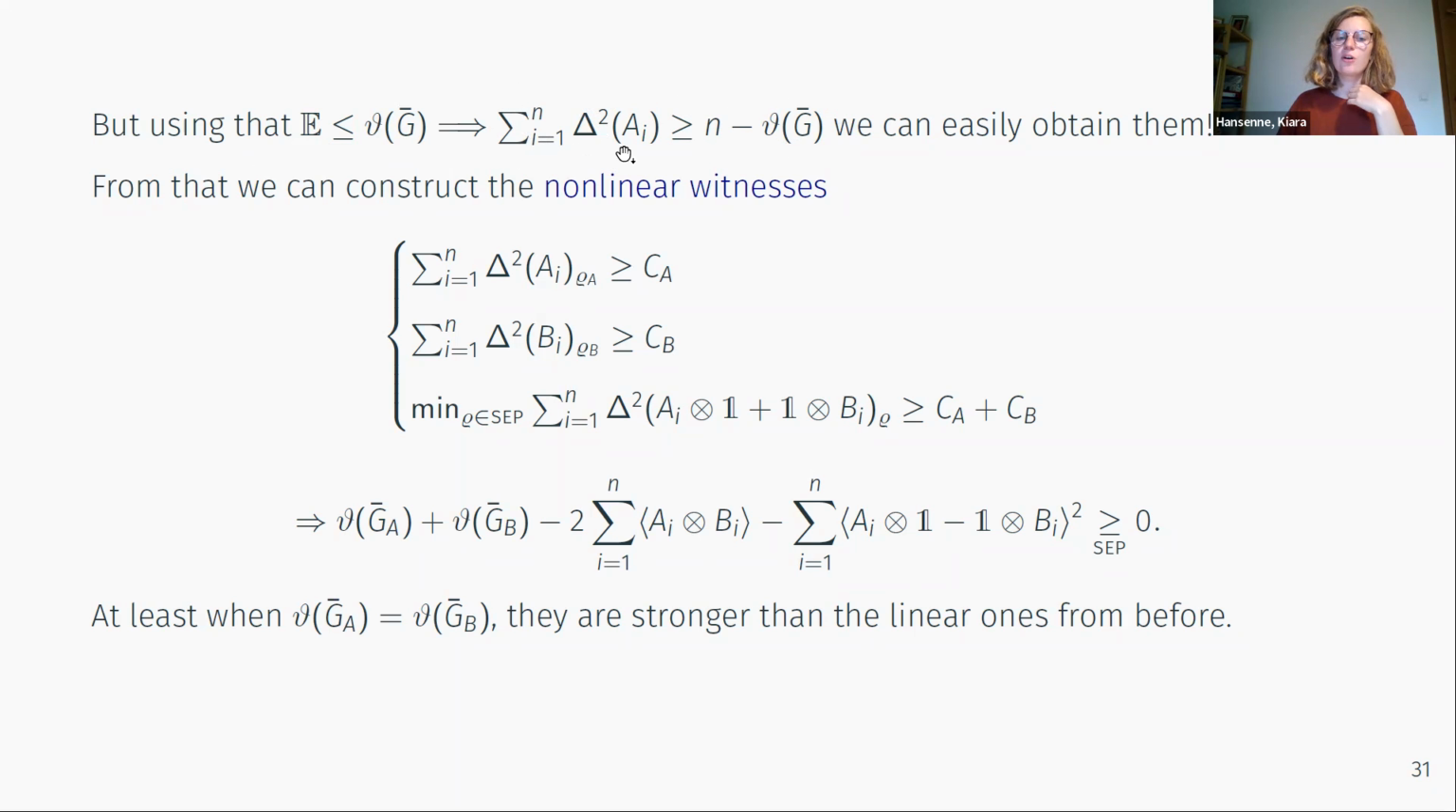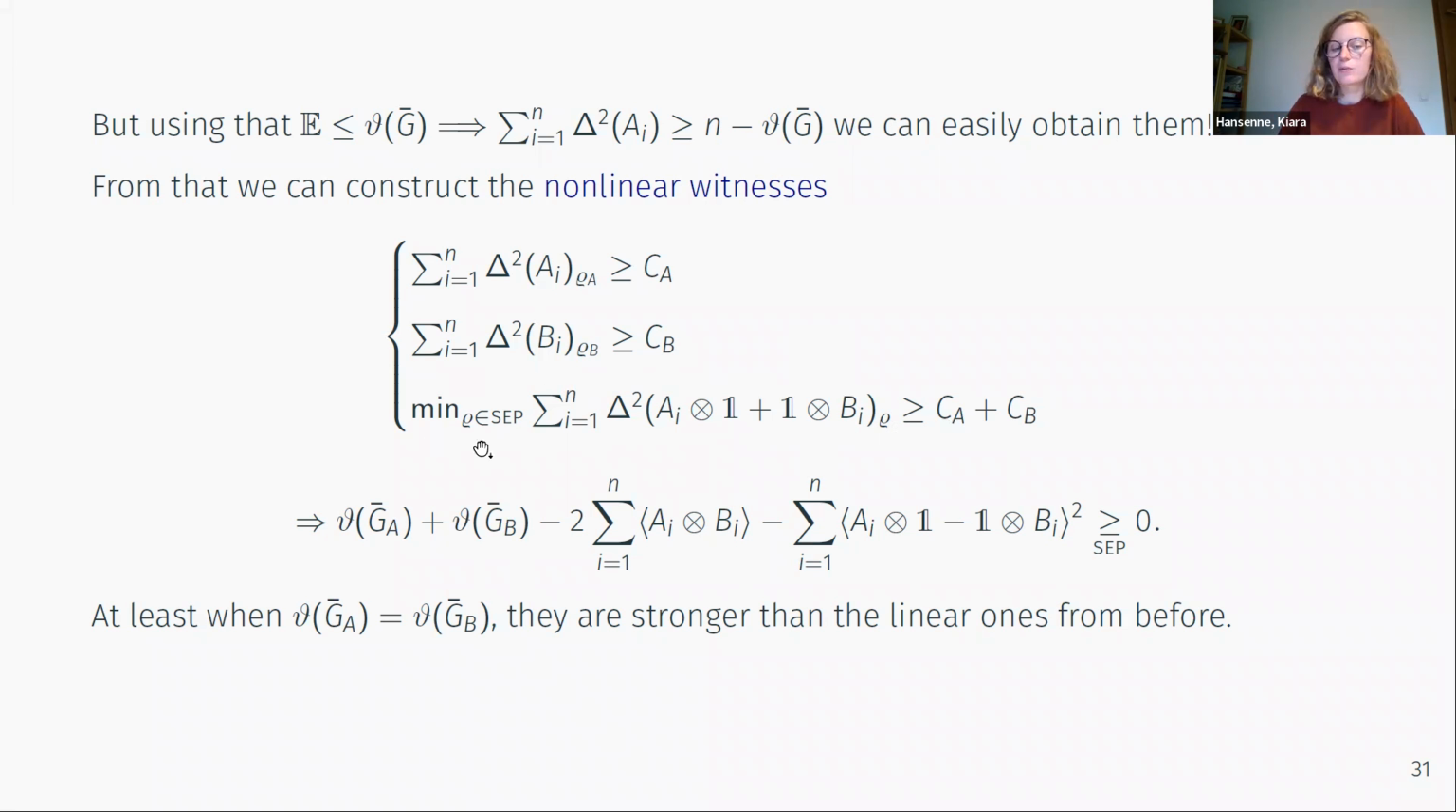Now we have that the sum of the variances is lower bounded by n, the number of observables, minus the lowest number of the anti-commutativity graph. And then using this, we can construct some nonlinear witnesses. So we have our two local uncertainty relations, one on Alice's side and one on Bob's side. These constants we now find using our results using lowest numbers. And this is just what I showed you on the previous slide.